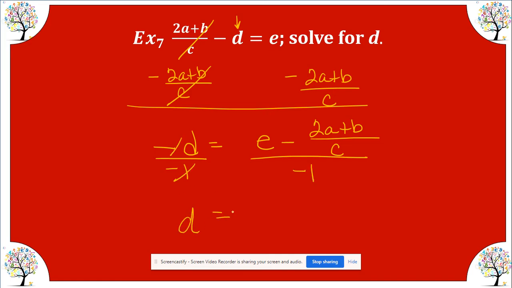And my d equals, we can leave it like this, or we can distribute this negative 1 into this term e and this term here. So if I distribute this negative 1, it makes it negative e, and this negative becomes positive. So I think that looks the best, and we're done.